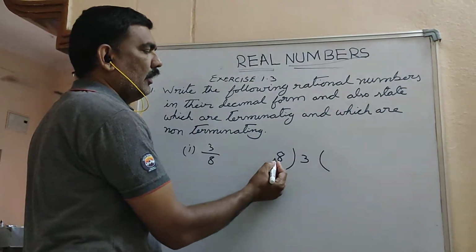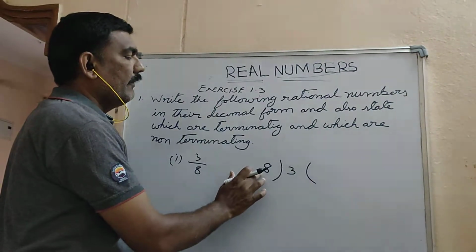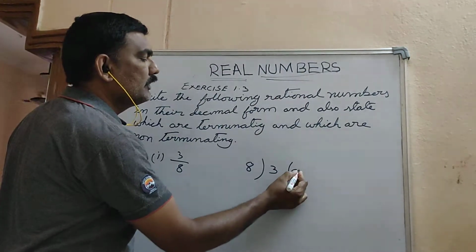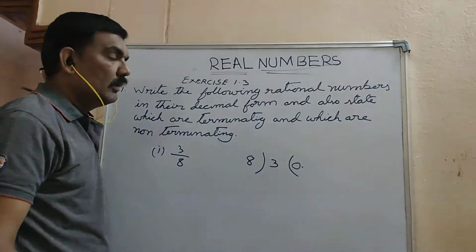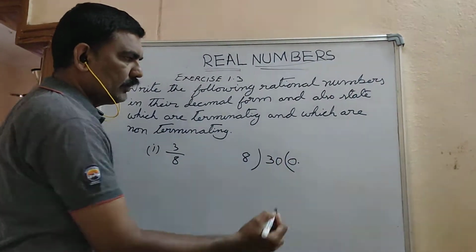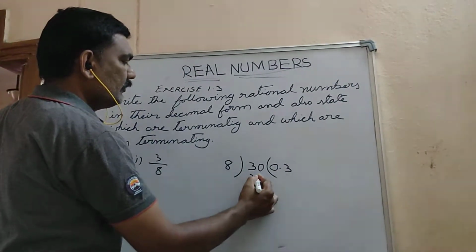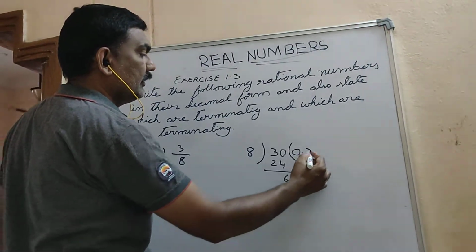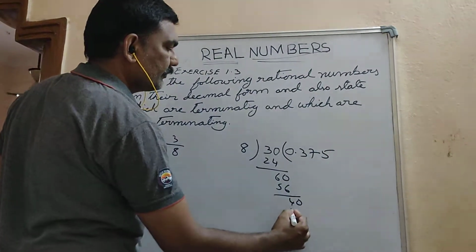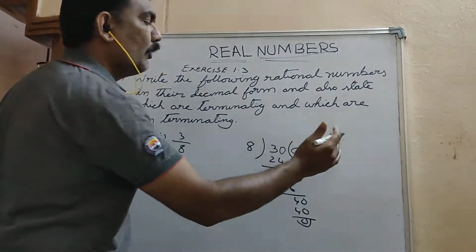8 is the divisor, 3 is the dividend. The divisor is greater than the dividend, so you have to put 0 and a point. Whenever you put a point in the quotient, you should keep 0. 8 3s are 24, 16, 8 7s are 56, 8 5s are 40. You got remainder as 0 and the quotient is 0.375.